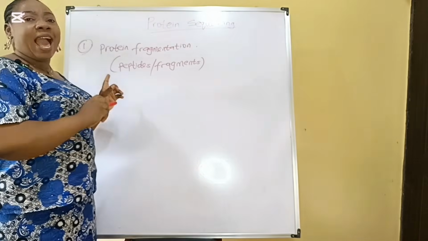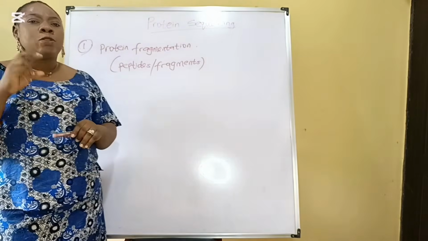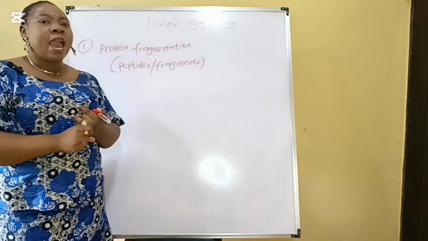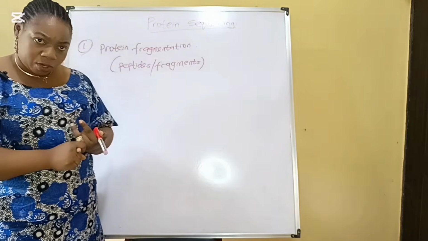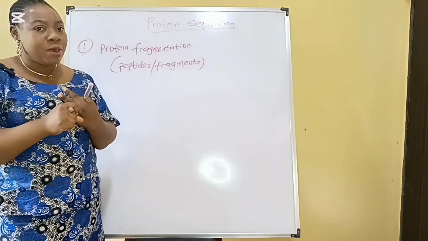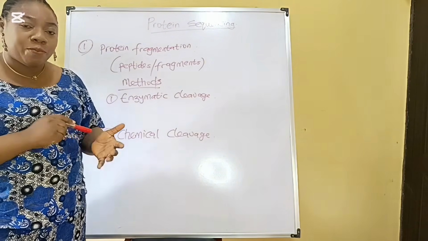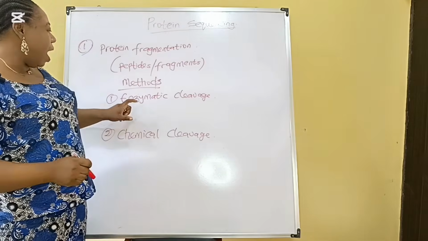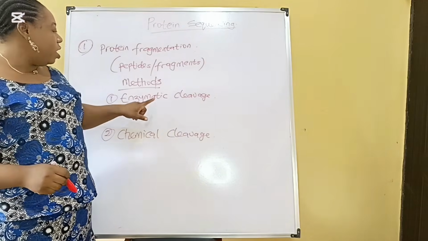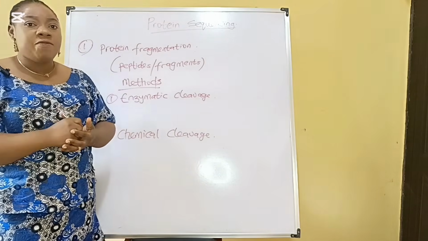So how do we achieve this process? It could be of two types. One, we can use the enzymatic method. Two, we can use the chemical method. Now, if we decide to make use of enzymes to cut the protein, what are the enzymes that will help us serve this enzymatic cleavage function?